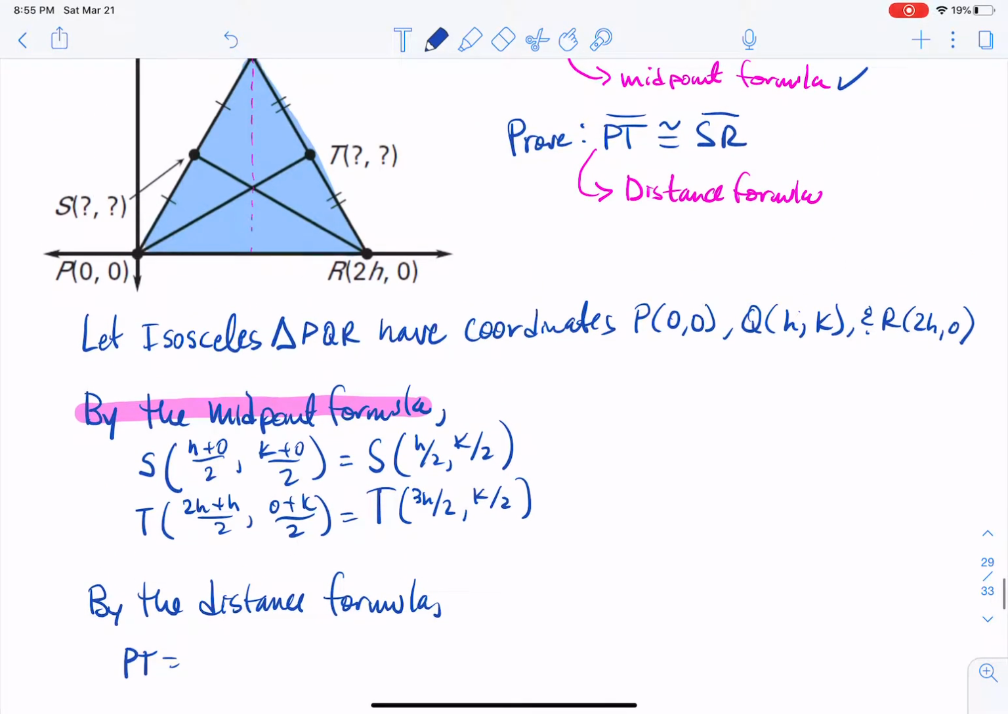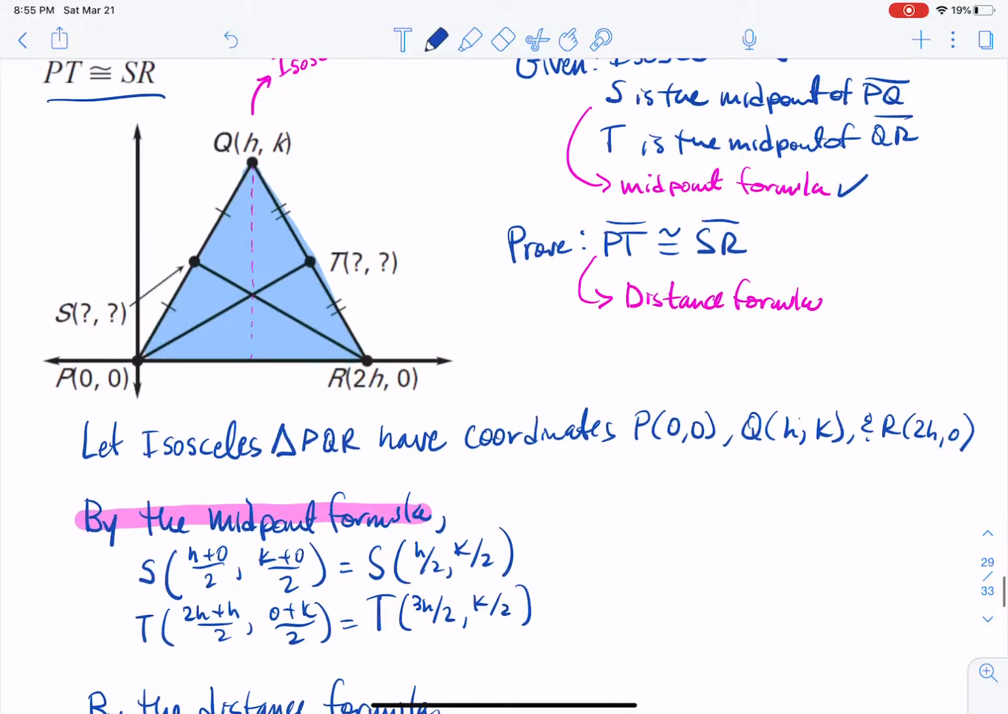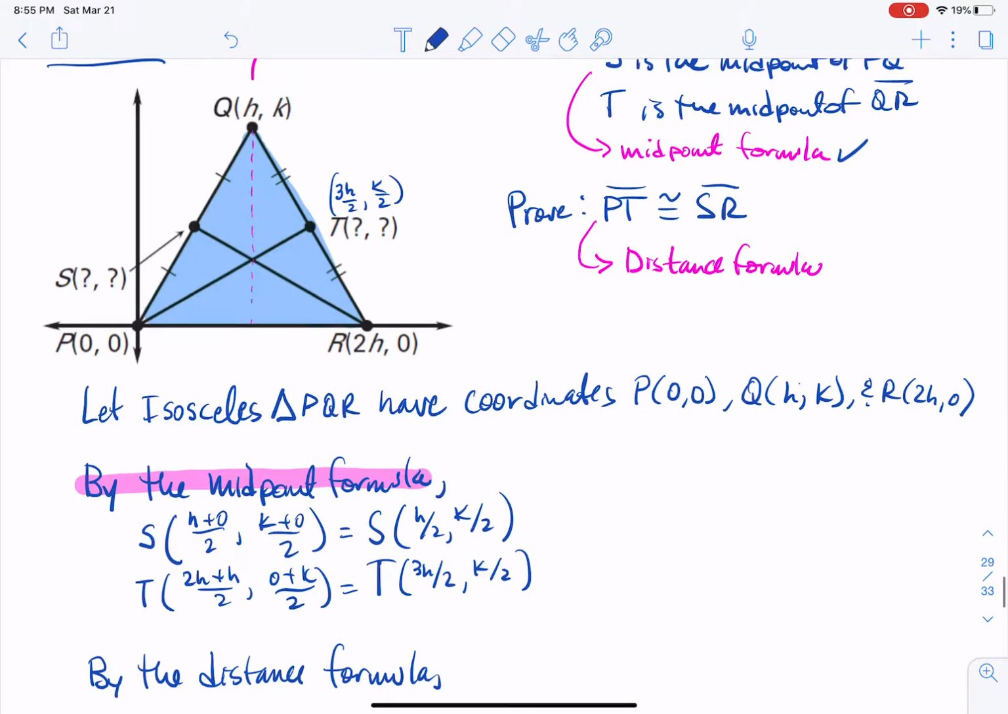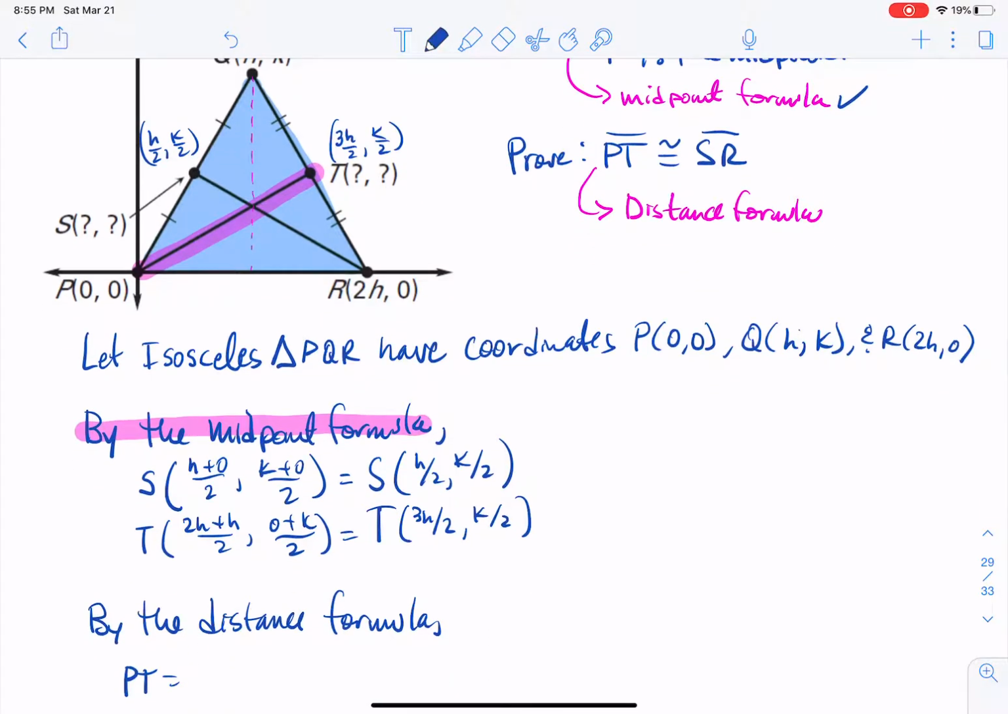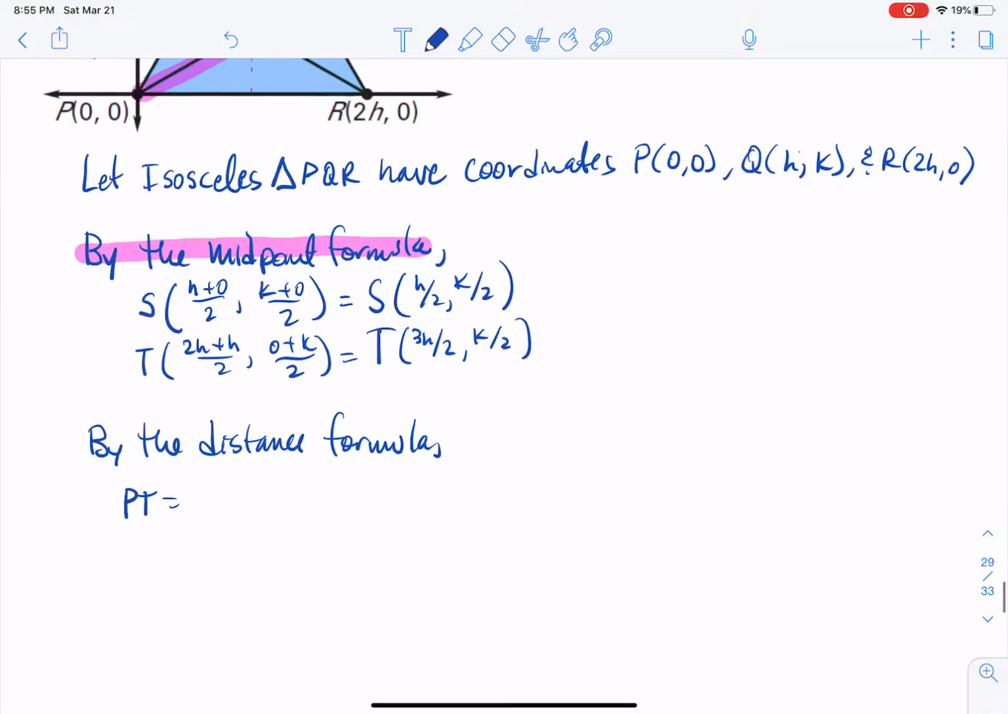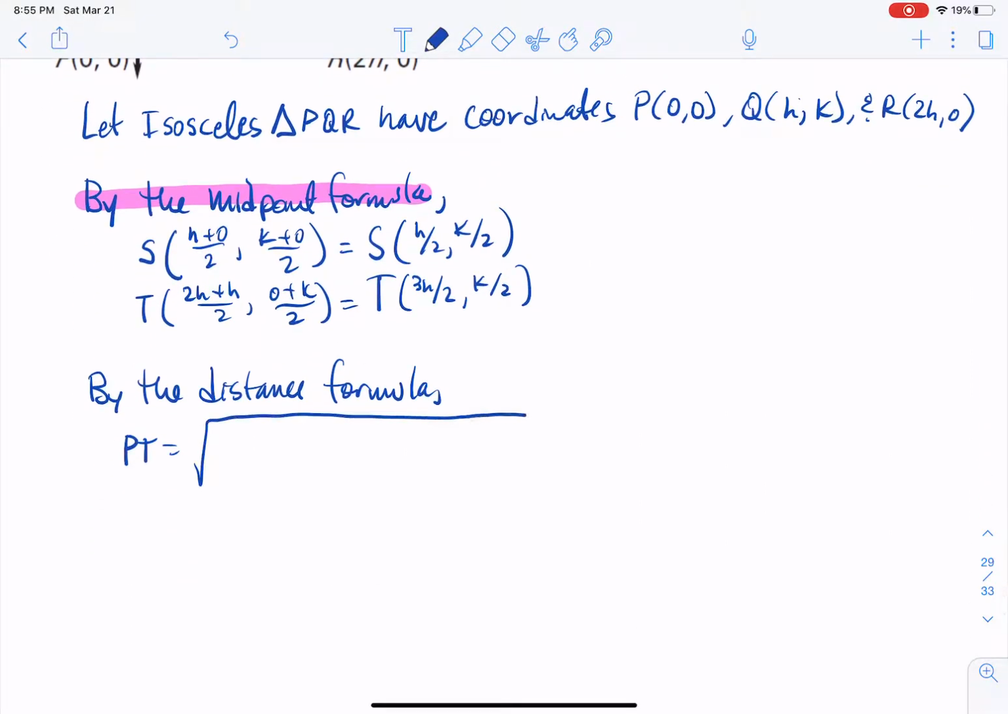PT involves 0, 0, so it should be real easy. And then just for convenience, I'm going to write this on here. So 3H over 2, K over 2. And then over here at point S, it was H over 2, K over 2. All right, so this one is first. I'm going to find its length. Subtract the x's, square it, subtract the y's, and square it all within a square root. So big old square root.